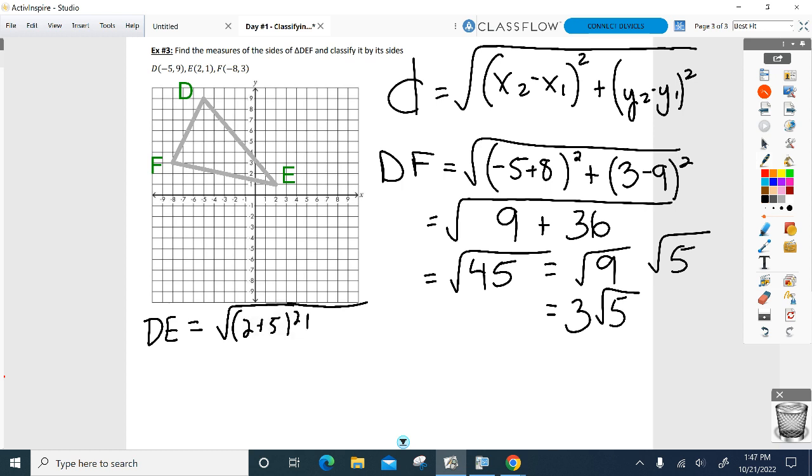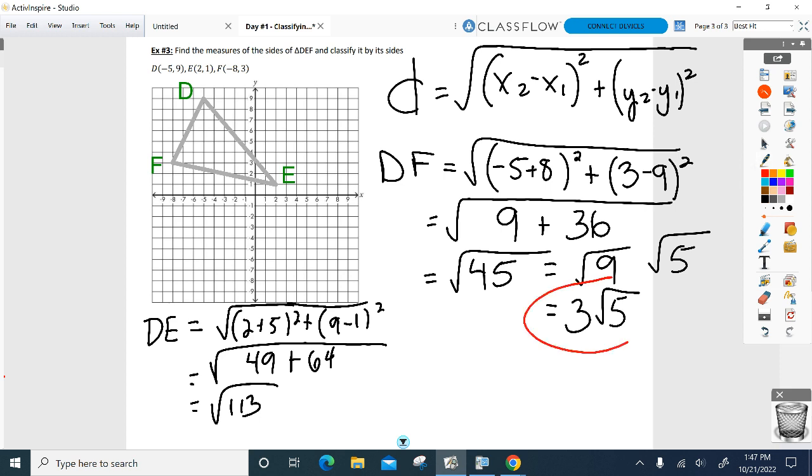All right, keep going. What about the Y coordinates? 9 minus 1. All right, let's keep going here. What do we get underneath here? 7 squared. 49. And here? 64. Yep. This gives us our 113, which cannot be broken down. There is no perfect square that goes into 113. So we got 3 radical 5. We got square root of 113.